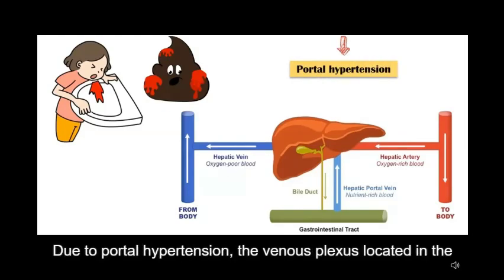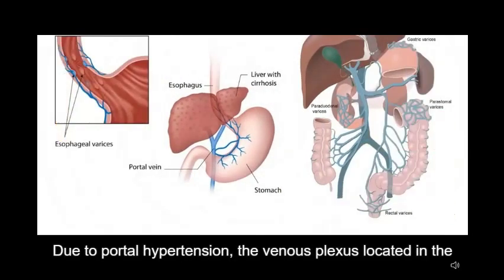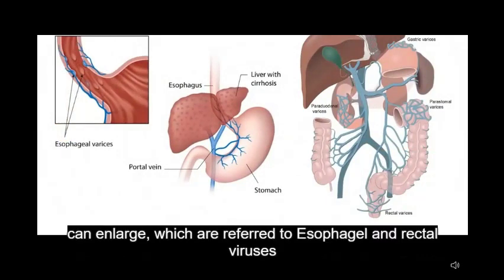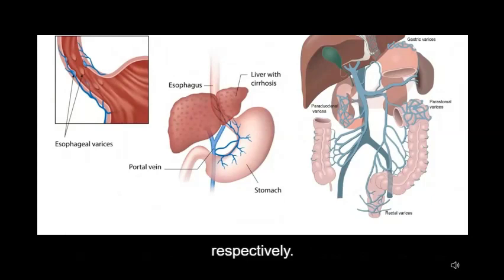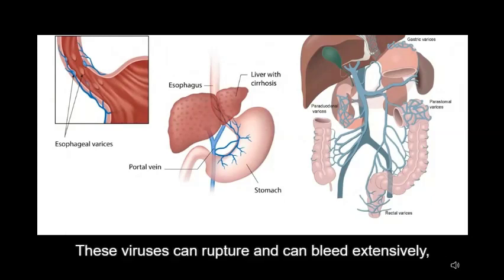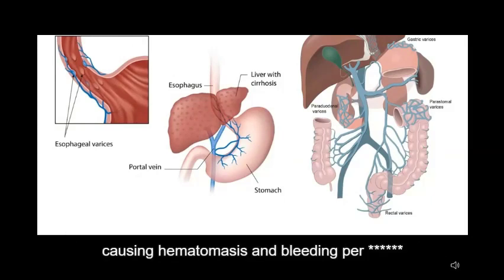Due to portal hypertension, the venous plexus located in the esophagus and the rectum can enlarge, which are referred to as esophageal and rectal varices respectively. These varices can rupture and can bleed extensively, causing hematemesis and bleeding per rectum.